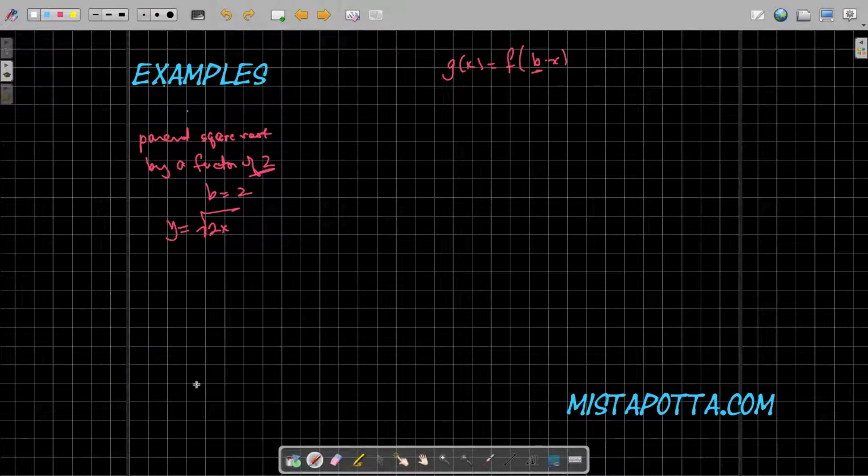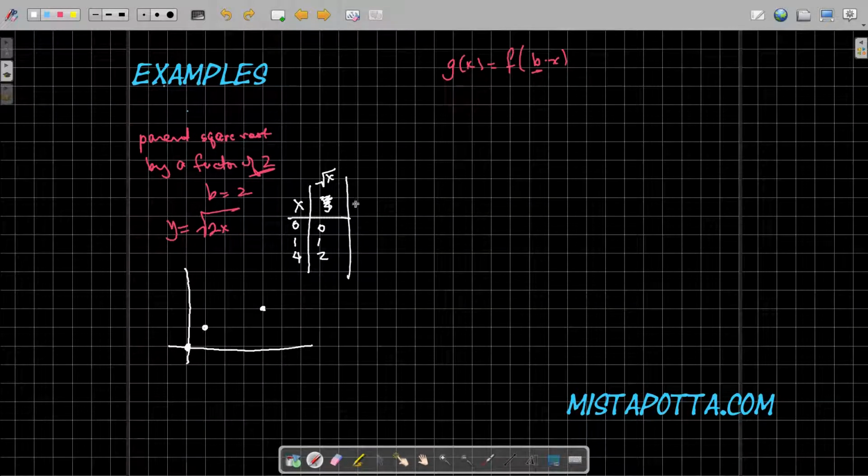Now, I'm used to what my parent function looks like. Normally, my parent function is only in the first quadrant. It goes through the point 0, 0, goes through the point 1, 1, goes through the point 4, 2. So in other words, if I was looking at this from a table, this is what my table would look like. Well, actually, this is not y, this is just the square root of x. What I want to know is, what does the square root of 2x look like? Well, 2 times 0 is 0. Square root of 0 is 0. 2 times 1 is 2, and this ends up being the square root of 2. 2 times 4 is 8.